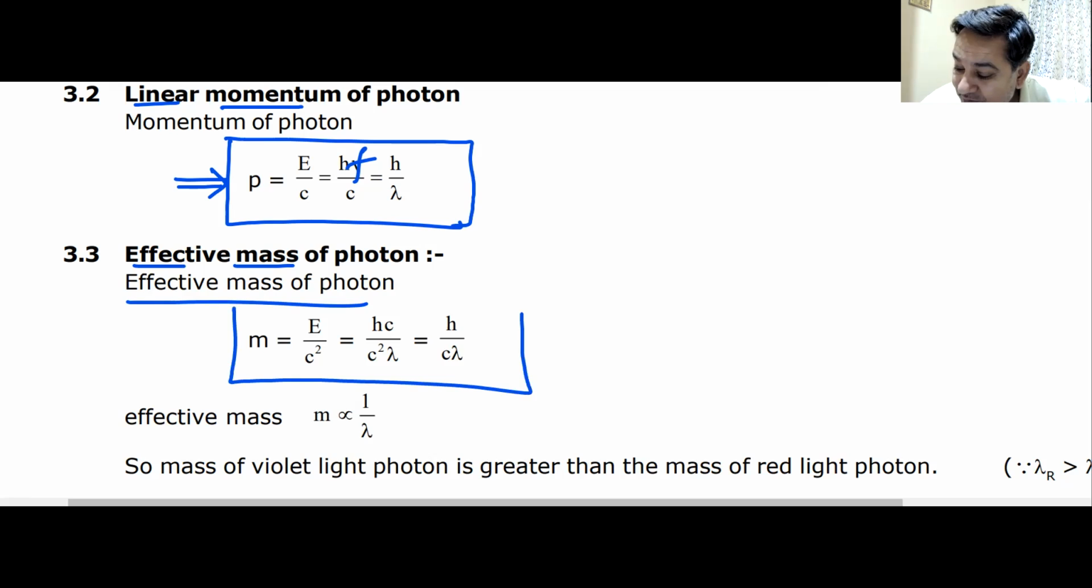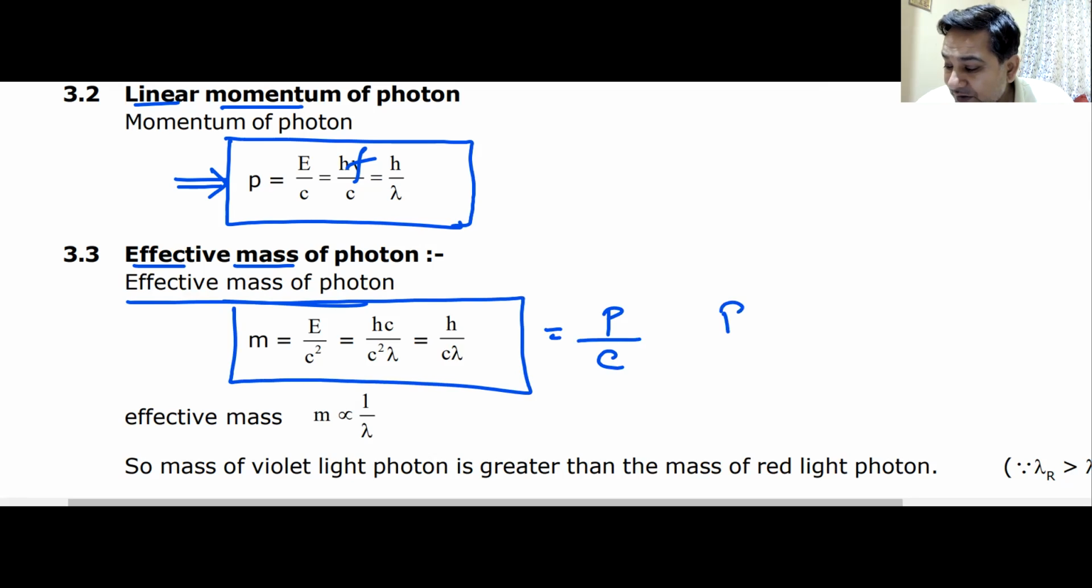Once you know momentum, you divide momentum by C, you will get the mass. Yes or no? Yes, sir. So you can also write it as P by C. Or you can write P as M into C. M standing for mass, C standing for the speed of light. So I can say the effective mass of a photon is inversely proportional to the wavelength of the photon.